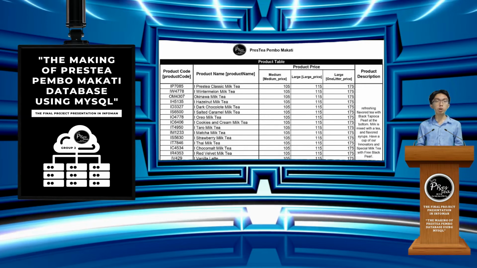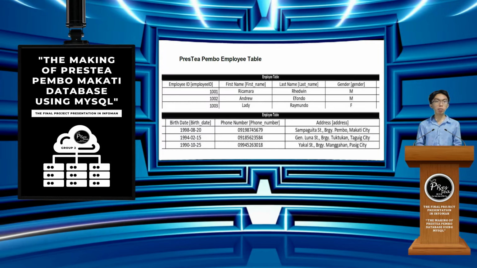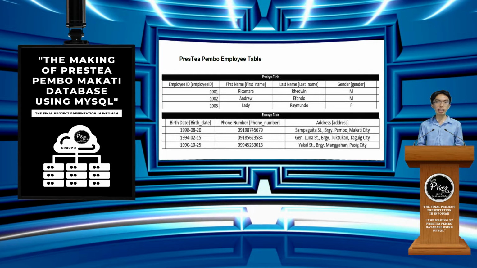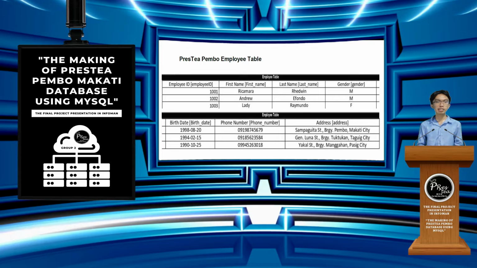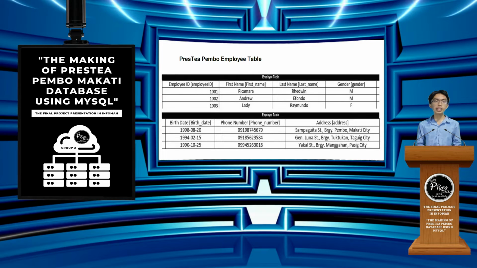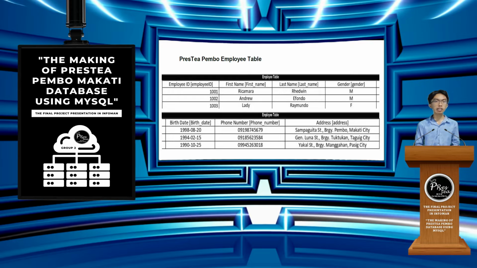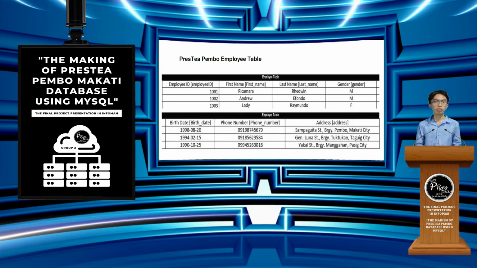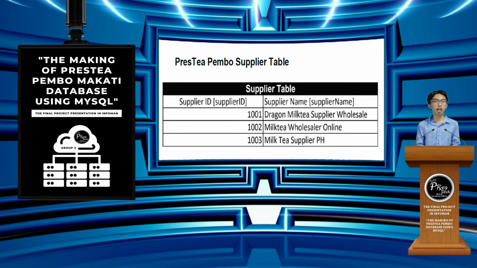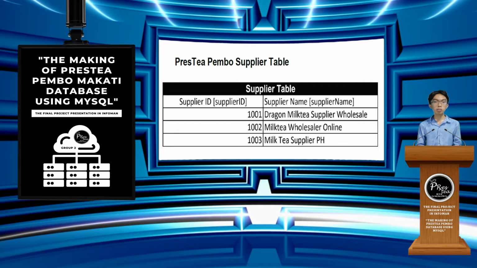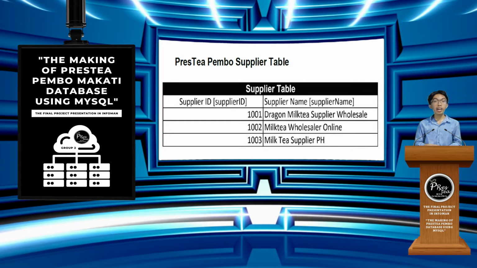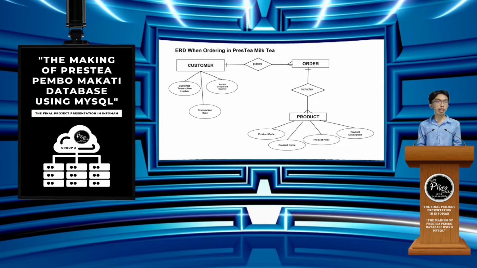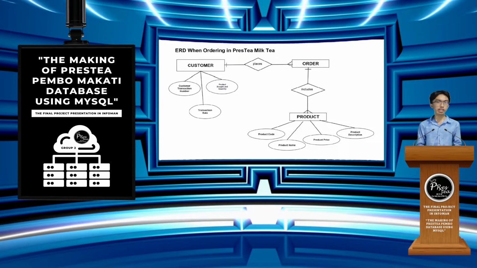After gathering product information, we also gathered Presti Pembo's employee information, like first name, last name, gender, birth date, phone number, and address. As you can see on your screen, Presti Pembo has 3 employees, named Redwin Ricamara, Andrew Epono, and Lady Raimundo. And they have 3 suppliers named Dragon Milk Tea Supplier Wholesale, Milk Tea Wholesaler Online, and Milk Tea Supplier PH. We also made the entity relationship diagram that you can see on your screen.